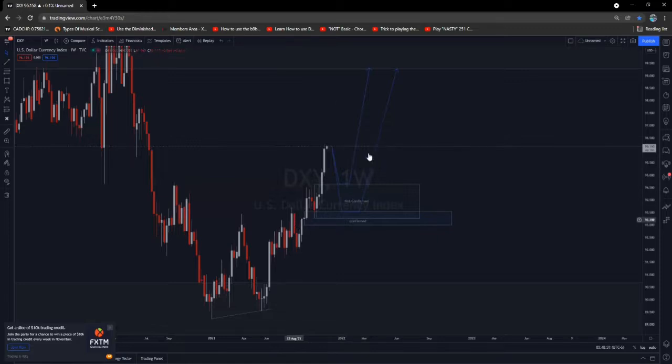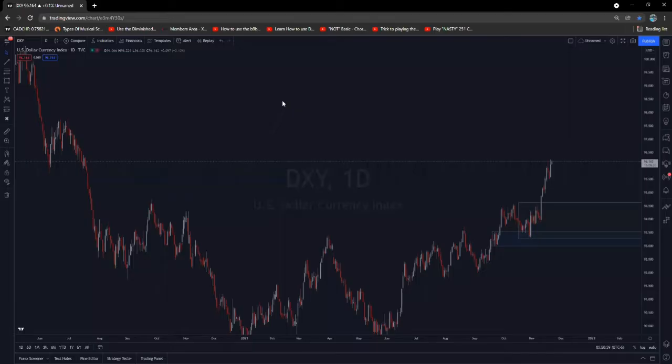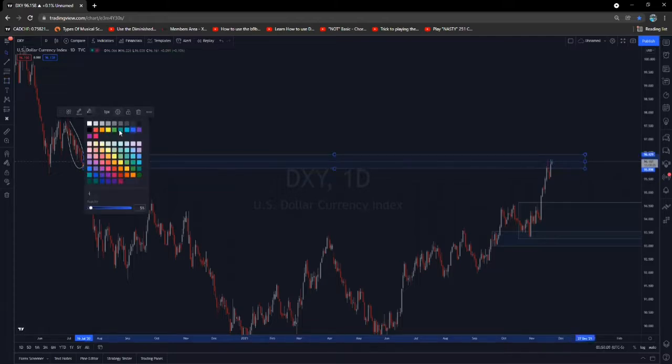Now let's move on to the lower time frame. So yeah, now we're on the daily, and I think you can see this efficiency in a clearer perspective. You also have the supply area that I was talking about that's nested within that higher time frame weekly supply area.